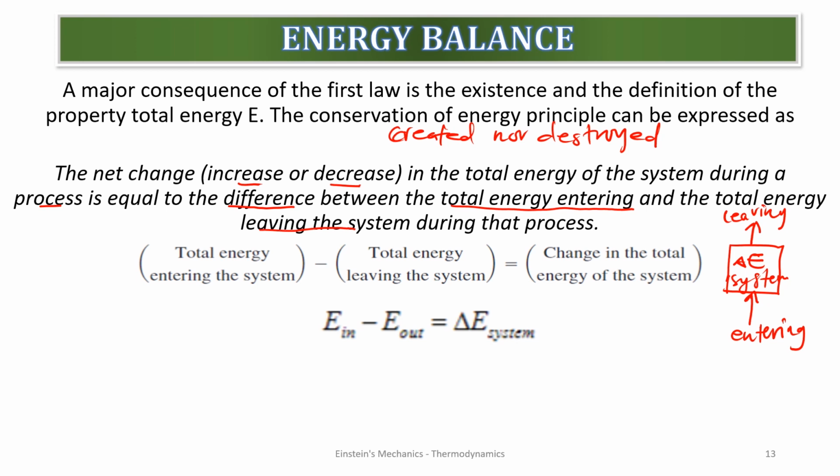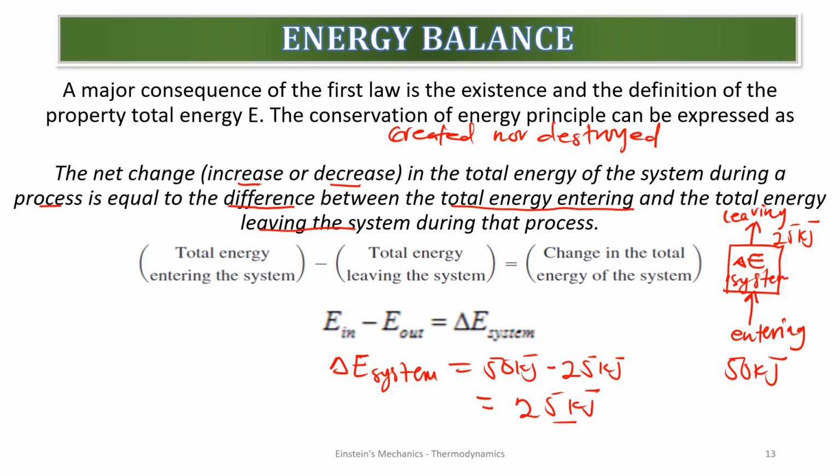This is the first equation we are establishing: energy entering our system minus the energy leaving our system is equal to the change in the total energy of the system. So let's assume the energy entering is 50 kilojoules and the energy leaving is 25 kilojoules. Then our change in energy within the system will be 50 kJ minus 25 kJ. This is just to give you an understanding of the equation. Our change in energy for the system will be 25 kJ. Are we good?